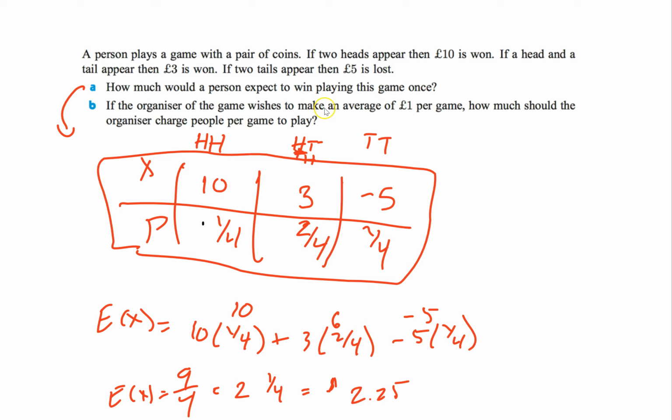If an organizer of the game wishes to make an average of $1 per game, how much should he charge to play? Well, again, we expect to win $2.25 every time we play. So if he wants to make $1 each time, you just add $1 to it. $3.25. That way, on average, we win $2.25 from playing, but he's charging us $3.25 to play. So we're losing $1 every single time. But again, this is because the organizer wants to win $1 every single time. So he just adds $1 to the average number. And that's the way it works. Shady, but it's the way it works. And that's it for this lesson.